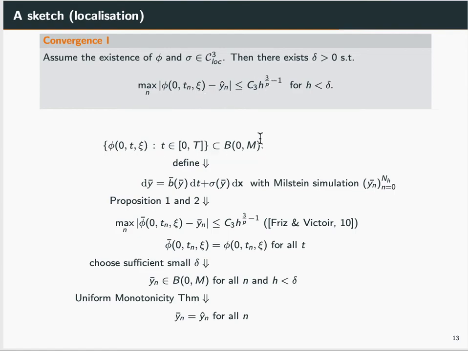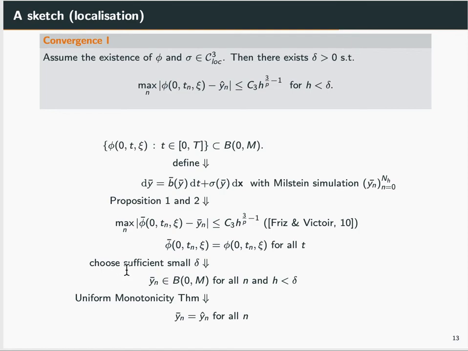We first find a ball with radius m such that the whole trajectory of the solution is within the ball. Since the drift b is locally Lipschitz continuous, therefore bounded in the ball, there exists a bounded Lipschitz continuous function b bar, which coincides with b in the ball. So we can consider a new rough differential equation with Lipschitz condition and define its Milstein solution as y bar n. From Proposition 1, one can show the new RDE induces a semi-flow, phi bar. And from Proposition 2, we can show the order of convergence of the new RDE is 3 over p minus 1. Note that phi bar and phi coincide within the ball.